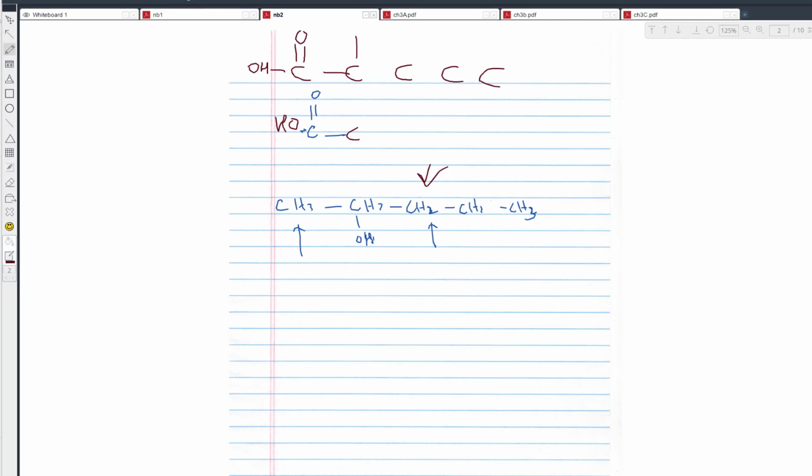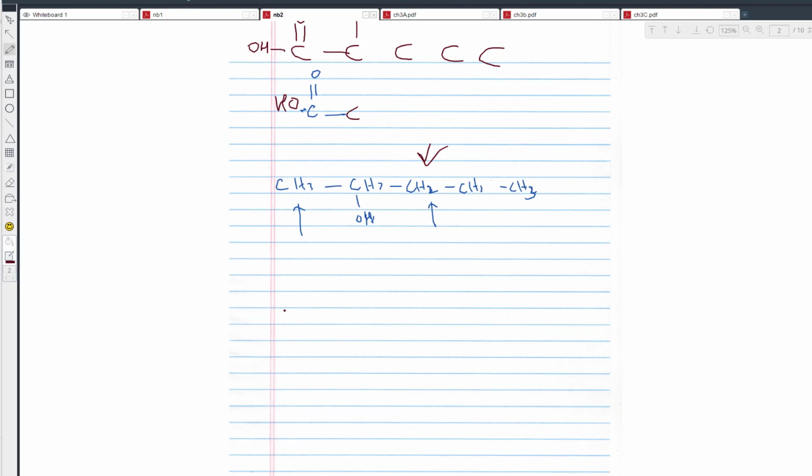Yes, E. This is the last one for this 29. It says 2-methyl-2-pentanol is subjected to controlled oxidation. Because this is a tertiary alcohol, there is no reaction, because it does not oxidize. Only primary and secondary alcohols oxidize.